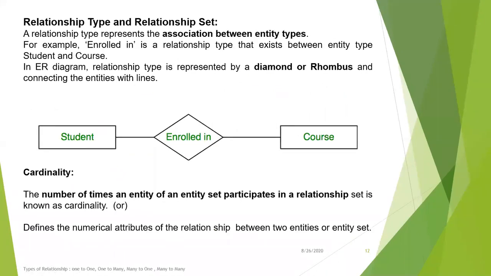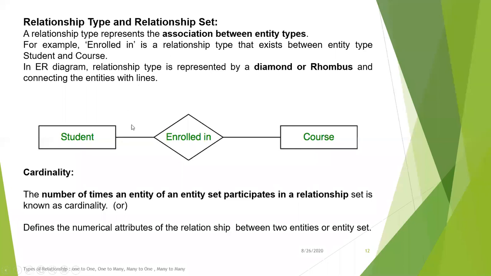So what is a relationship? If there is an association between two entities, it is called a relationship. From this diagram, you can observe student and course are represented in rectangles. These two are entities, and here the student enrolled in a course. Here, enrolled in makes the relationship between student and course.